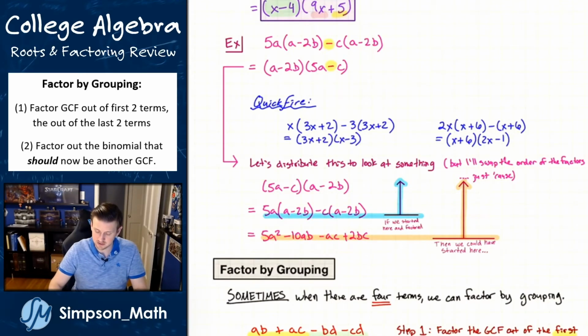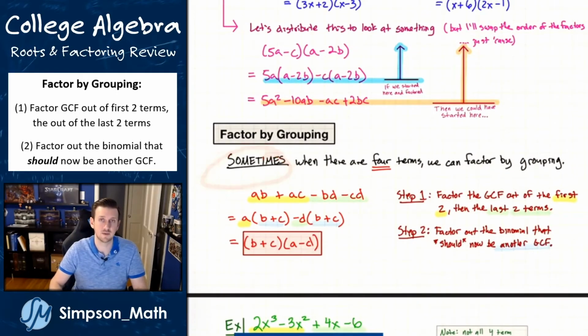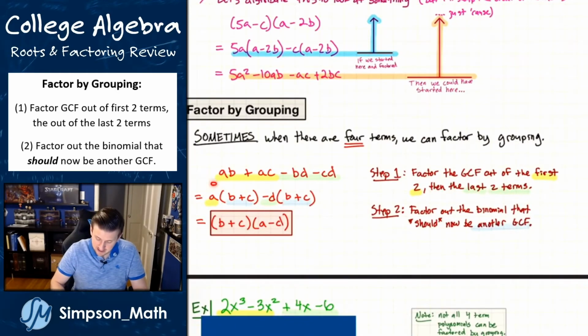All right? So let's do it. So sometimes, big ol' sometimes when there are 4 terms, has to be 4 terms, we could factor by grouping. So let's look at this. If I have AB plus AC minus BD minus CD. So step 1 is to, and I do have this above my head right here, the steps for factoring by grouping. Step 1 is to factor the GCF out of the first 2 and out of the last 2.